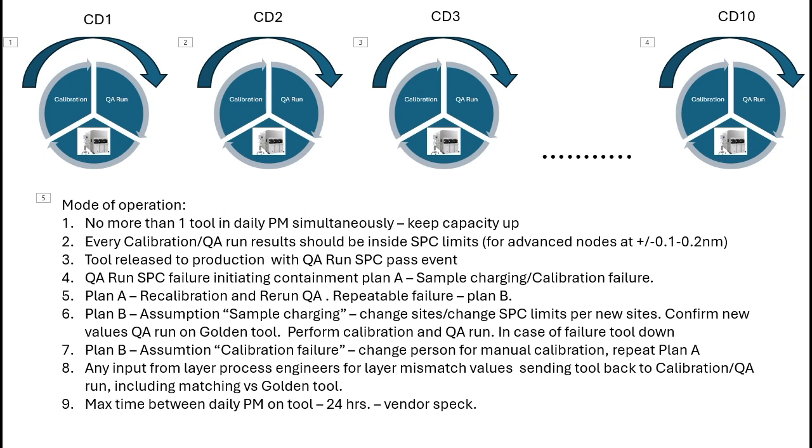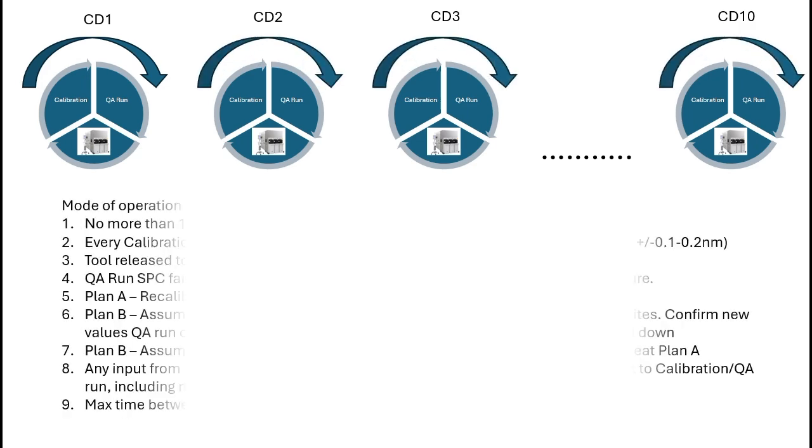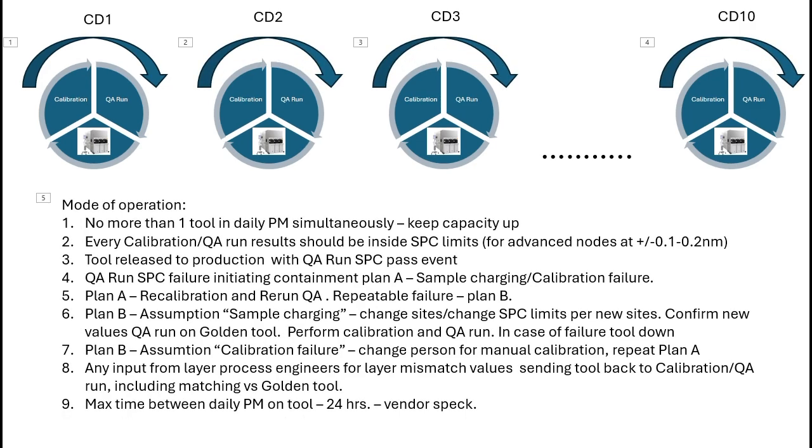Sample charging/calibration failure: Plan A, recalibration and rerun QA. In case of repeatable failure, Plan B. Plan B, assumption sample charging: change sites, change SPC limits per the new sites, and confirm the new values with a QA run on the Golden Tool. Perform calibration and QA run. In case of failure, tool down.